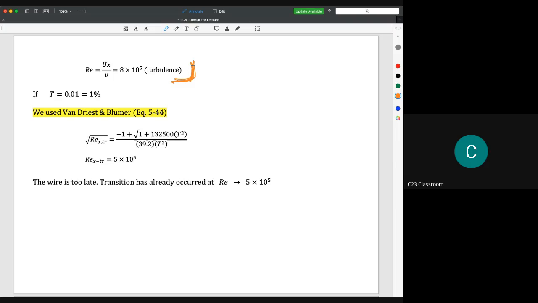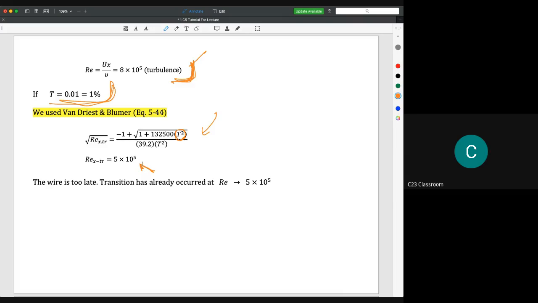It is okay actually if you don't calculate this one. Let's say the turbulent fraction is 0.01, which is 1%. Then we use the Van Driest and Blumer equation. We have this equation, so we substitute the value of T here. We find that the transition Reynolds number actually occurs at 5 times 10 to the power of 5.